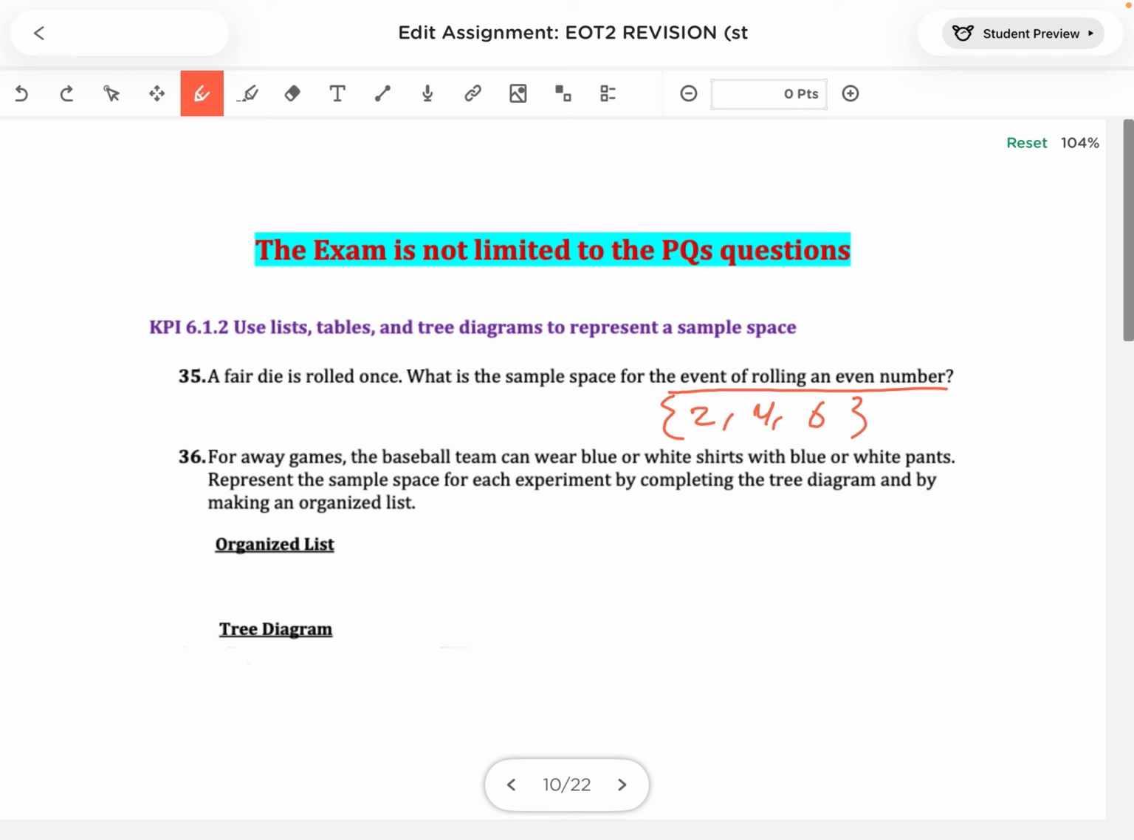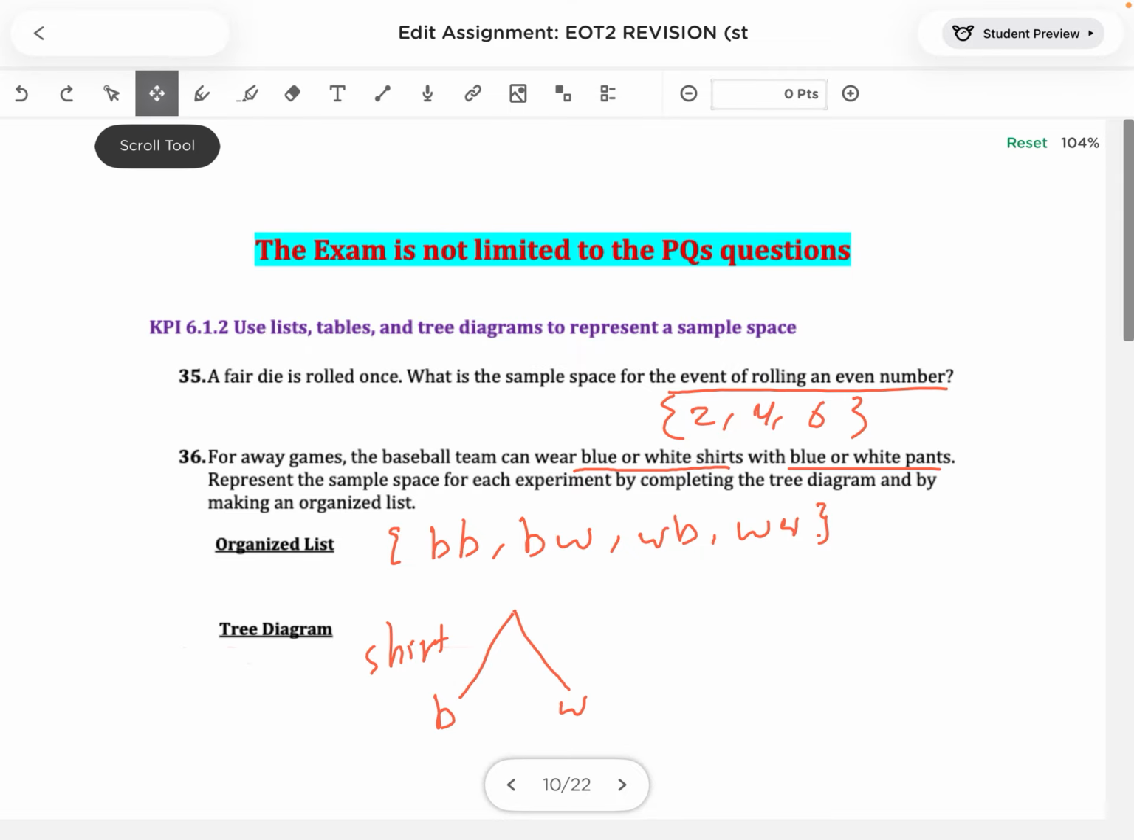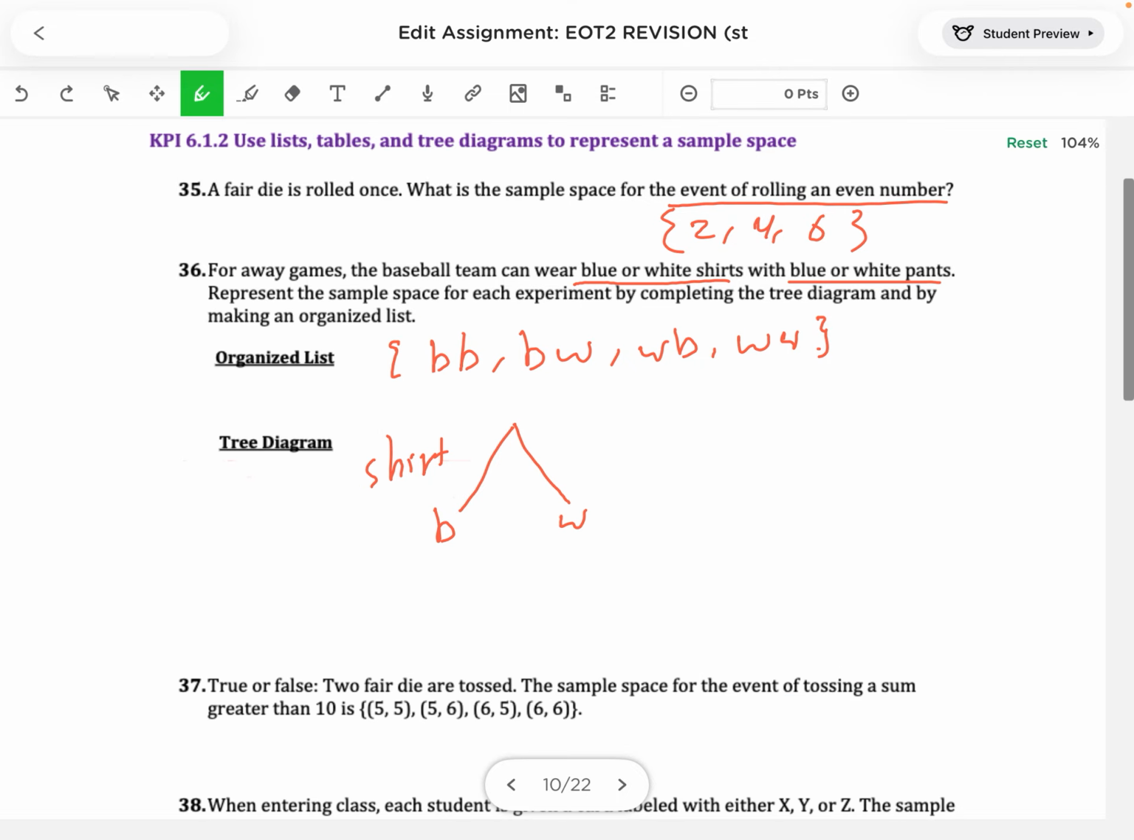Baseball team, they will wear either blue or white shirt with a blue or white pant. We need to write the sample space and organize this. Either they will wear blue and blue, blue white, white blue, or white white. If we need to draw a tree diagram for the shirt, either blue or white, then for pants, blue white, blue white.